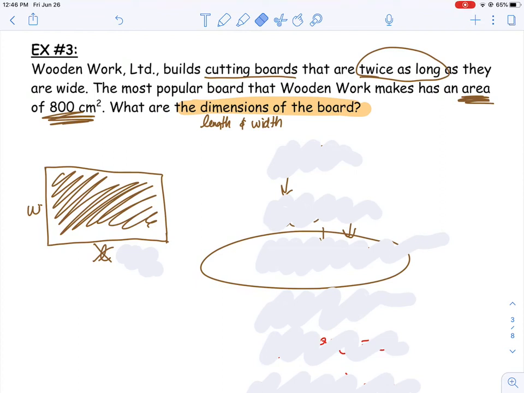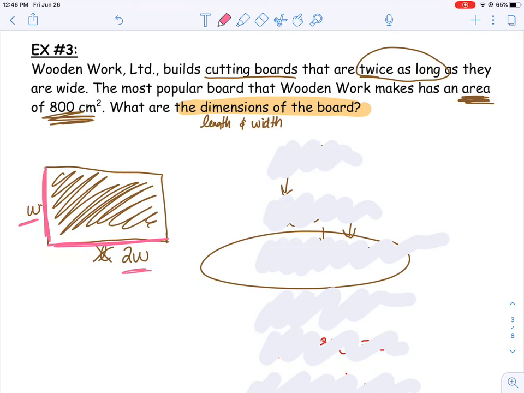So if the width is W, then the length would be twice that. So instead of calling it L, can I call it 2 times W? If my width is a certain amount, and I know that the length is twice that, well then I should be able to double it, multiply it by 2, and that would give me the length. So I have the width as W and the length really as 2W. That way I can stay with the same variable and not use L's and W's at the same time.